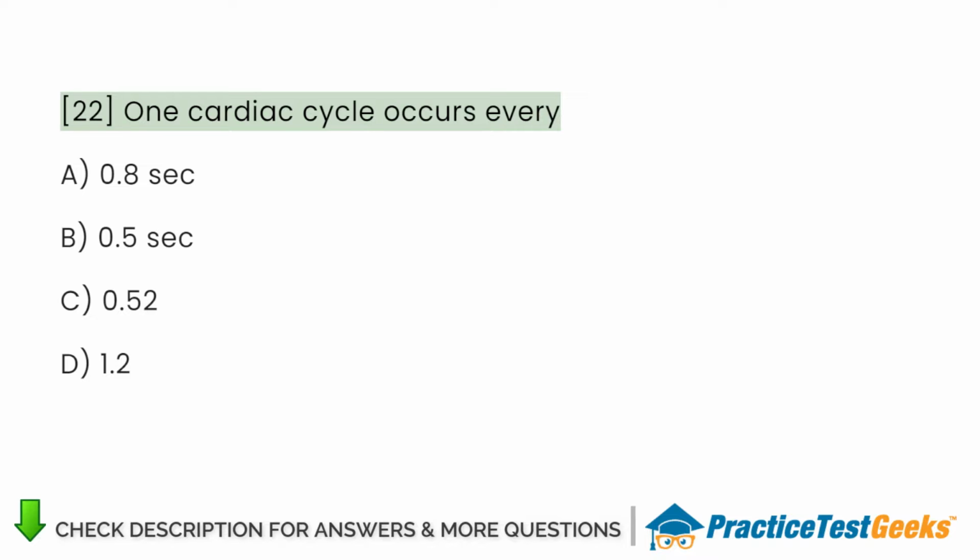One cardiac cycle occurs every A. 0.8 seconds. B. 0.5 seconds. C. 0.52. D. 1.2.